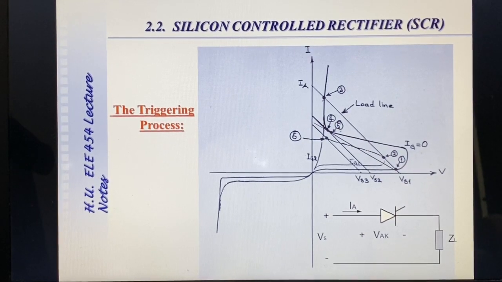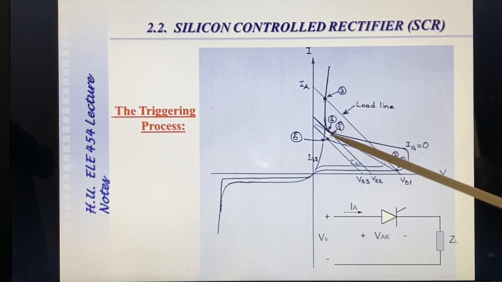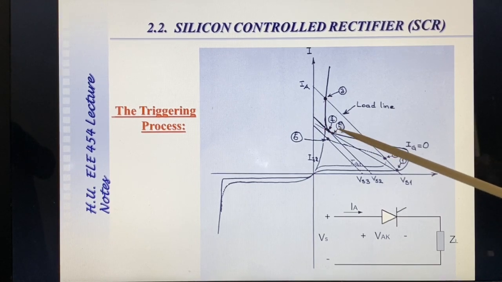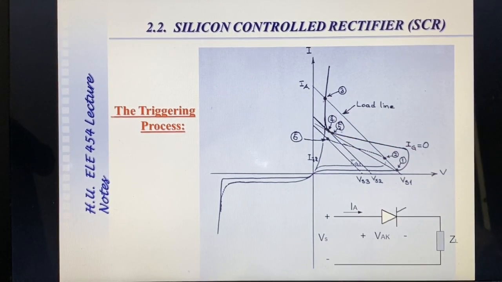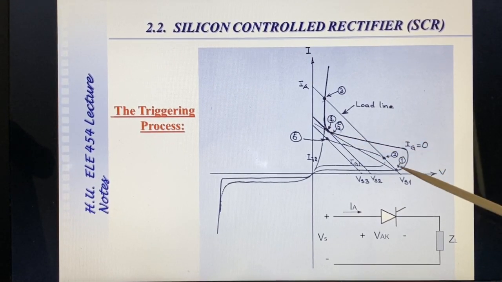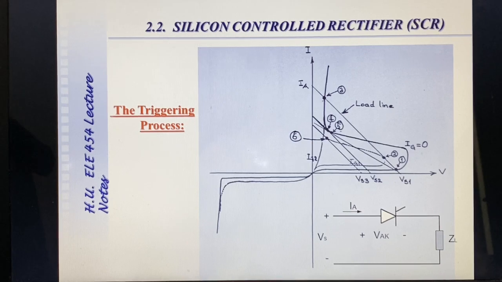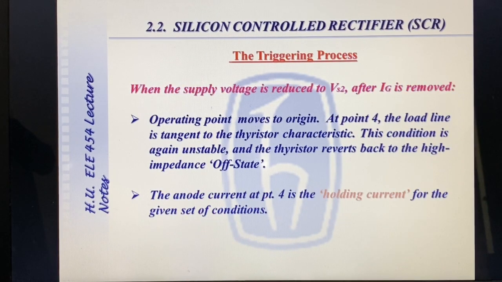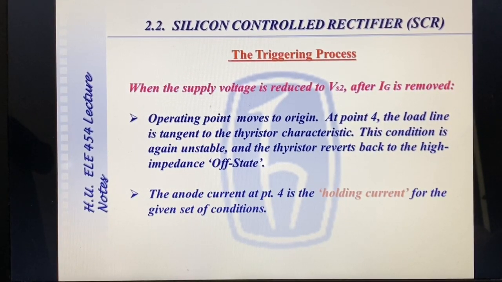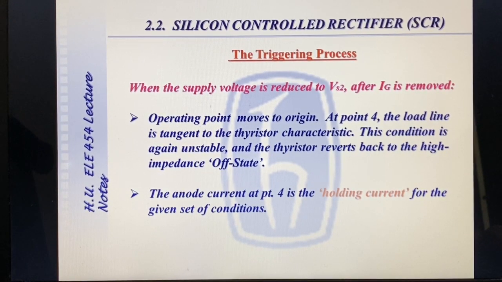So as you see here, the curve slope starts to change in this region, which is an unstable region. If the current is less than the holding value, the operating point moves to the forward blocking region if current remains below holding. So the thyristor will revert back to the high impedance off state. The anode current at point 4 is the holding current for the given set of conditions.